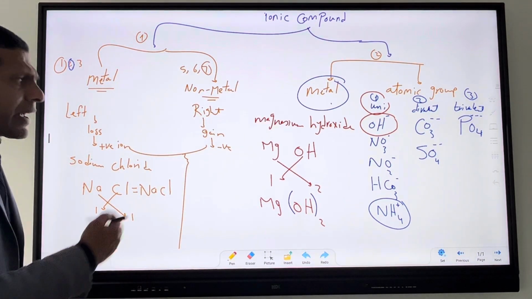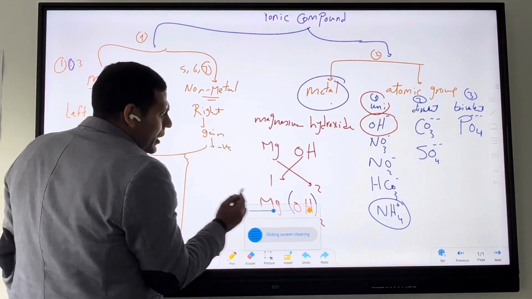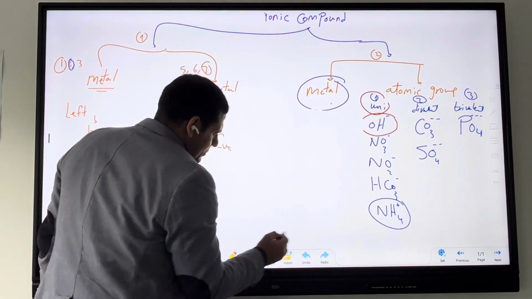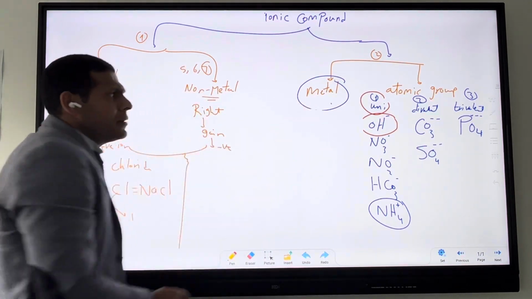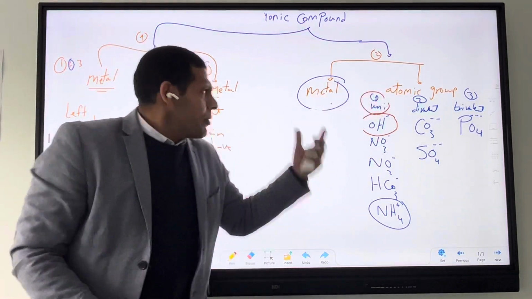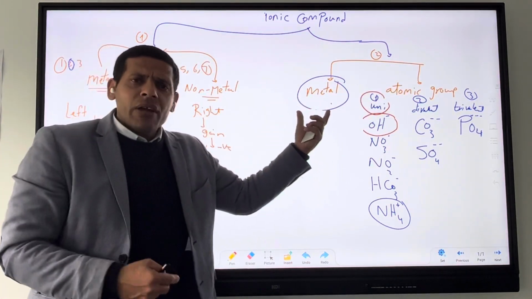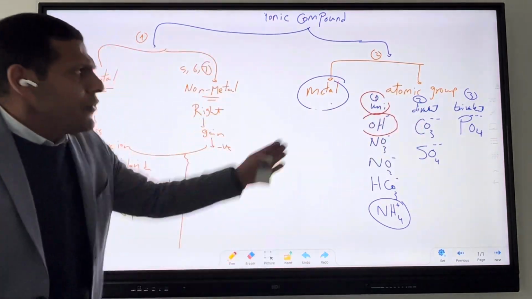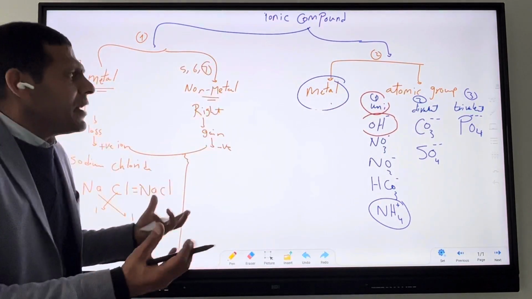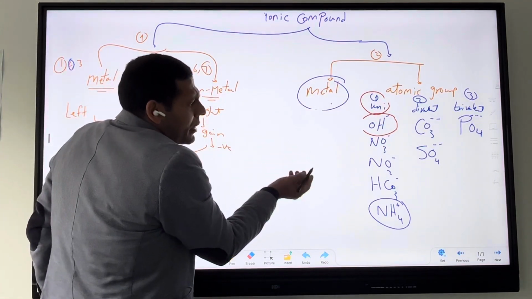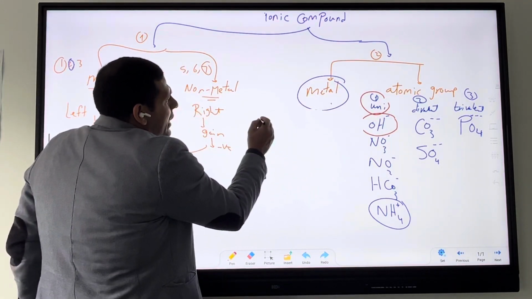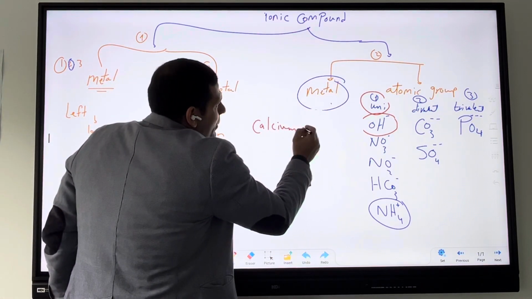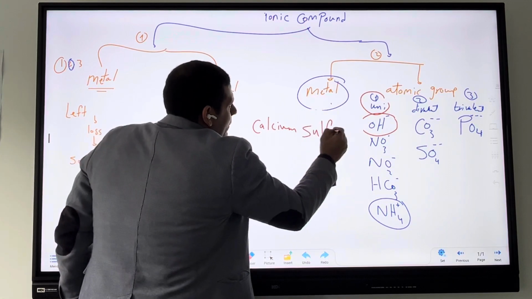We move to the second example here. Again, we're taking a metal and the atomic groups. A metal, one of the elements on the left side of the periodic table, and an atomic group, one of the atomic groups here: univalent, divalent, and trivalent. Let's say I write down magnesium sulfate, or let's make it calcium sulfate.